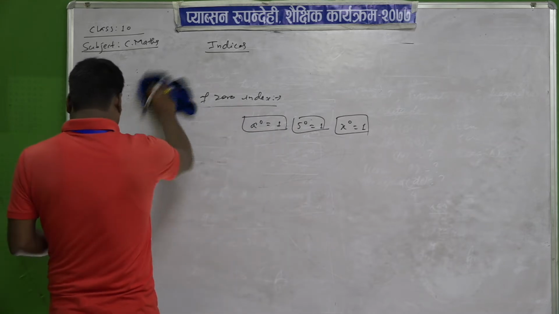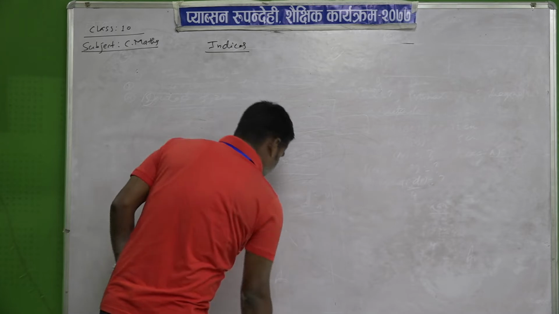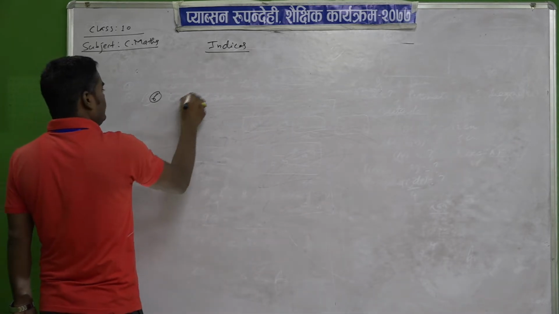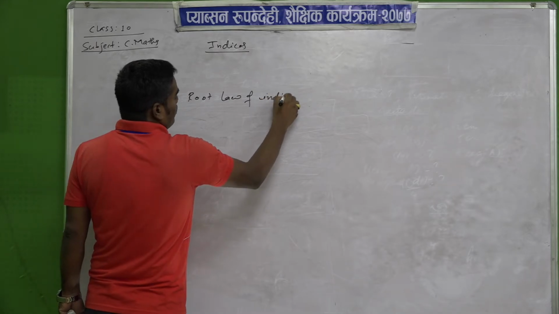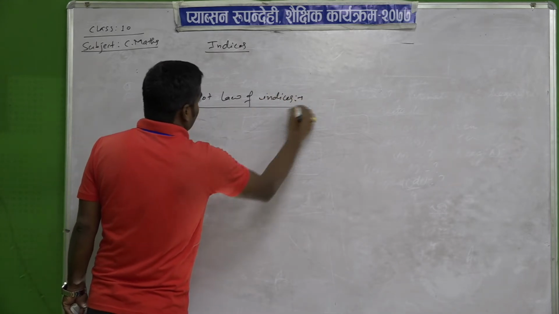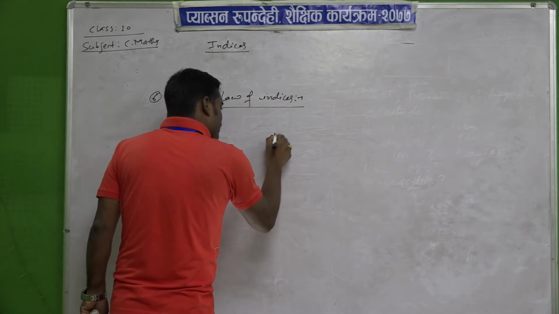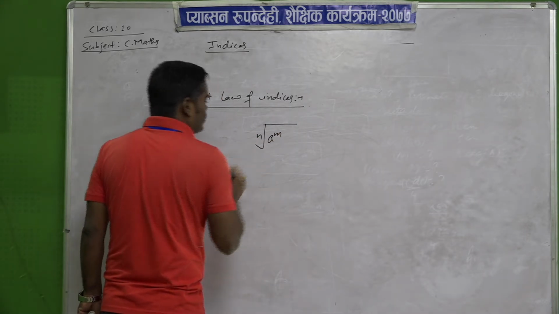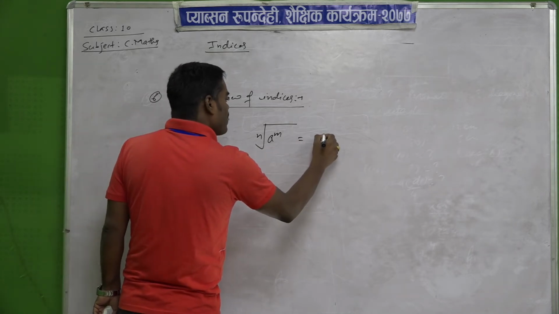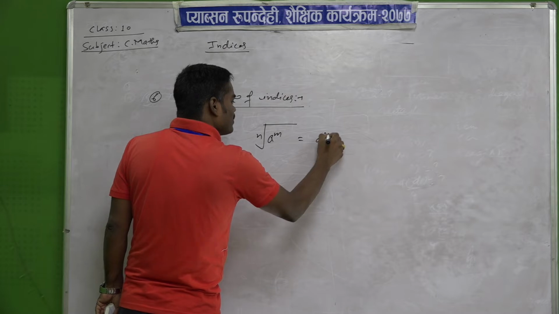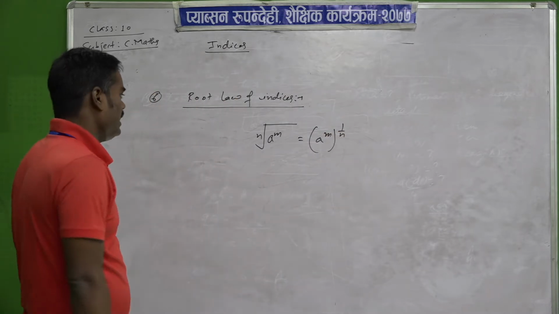And then after, the last one, root law of indices. If here a power m is given under the nth root, you can write it as a power m by n, that is, a power m into 1 by n.